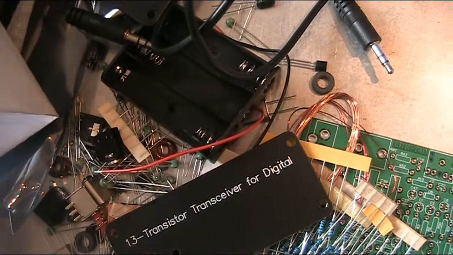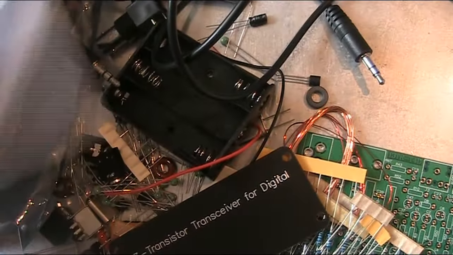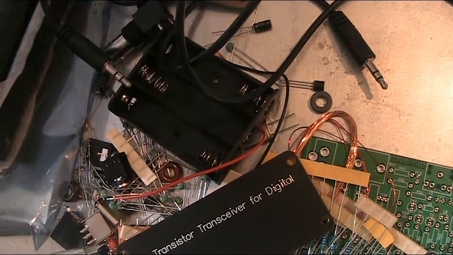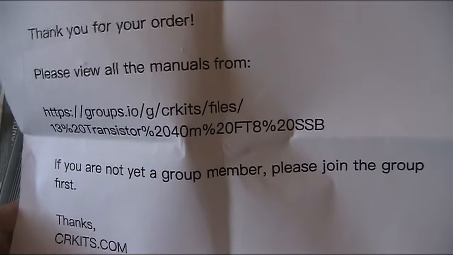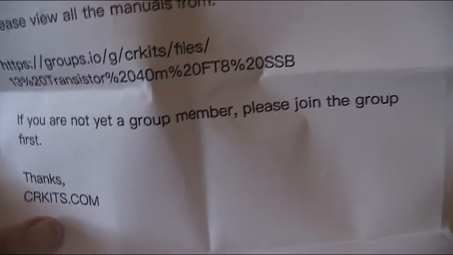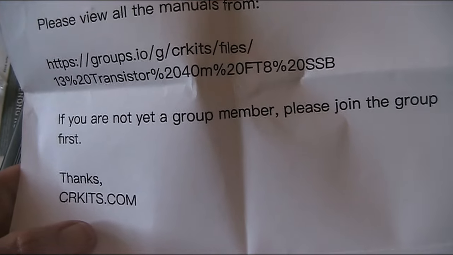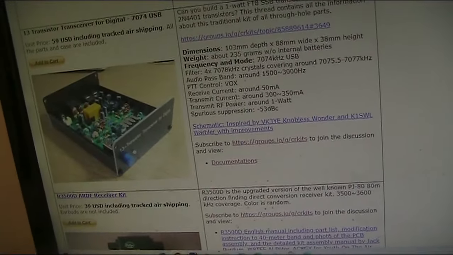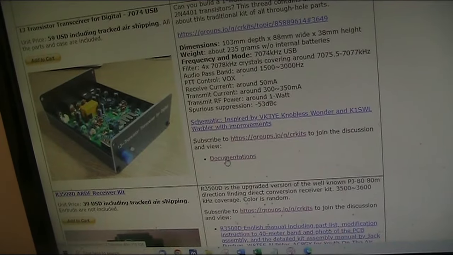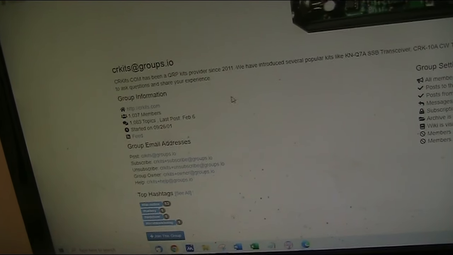And we have a bit of paper. Now, I presume the documentation will be on the website. Okay. Thank you for your order. Please view all the manuals from Group CR Kits. Okay. So you have to join a CR Kits group, so we can do that. And, yep, get all the documentation. Just on the CR Kits website, I haven't yet joined the IO group, but anyway, there it is.